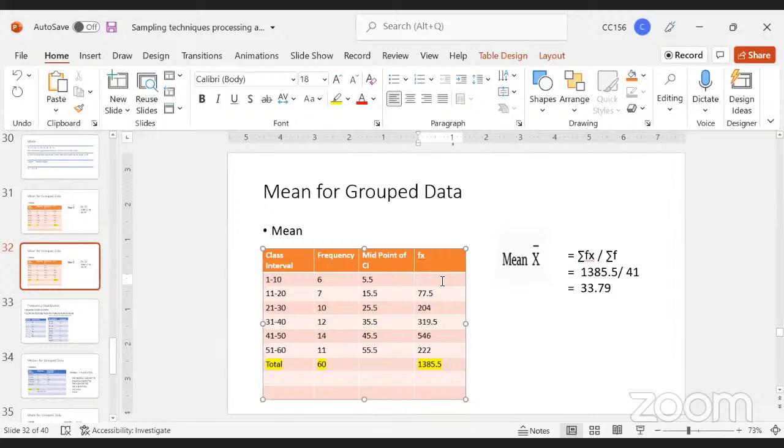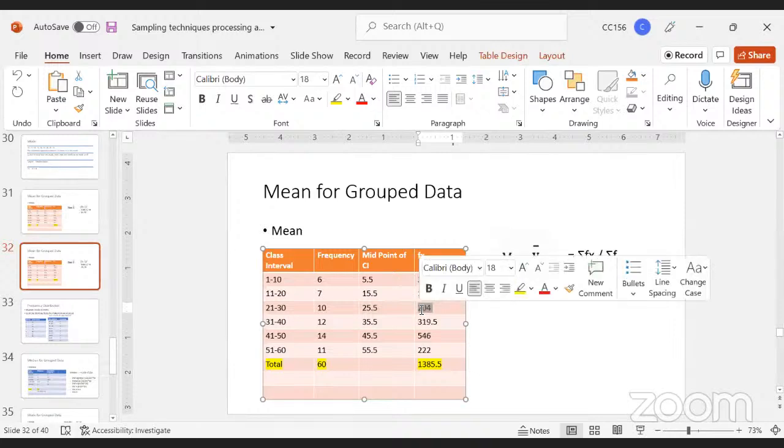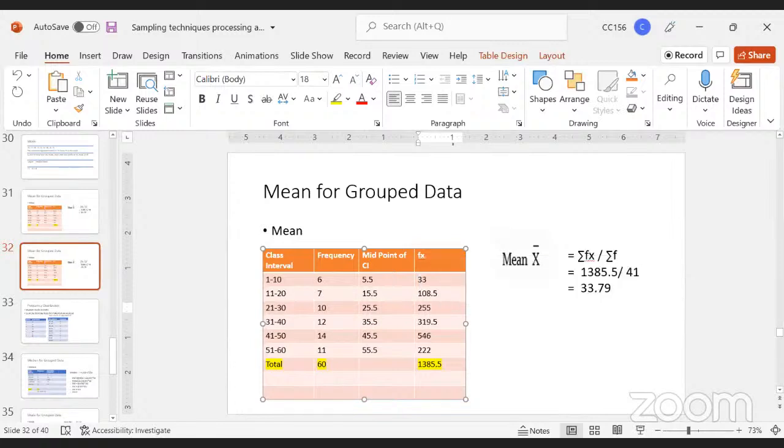$33. Yes. For the second one, 7 into 15.5. Or not, 8.5. Very nice. Now third one. Third one. 255. Excellent. Next. Fourth one. 426. Fifth one, 14 into 45.5. 637. Excellent.